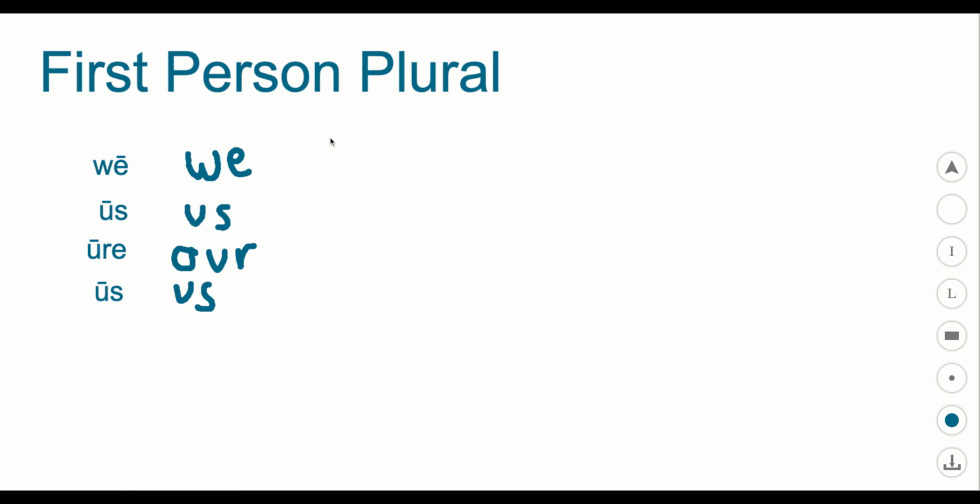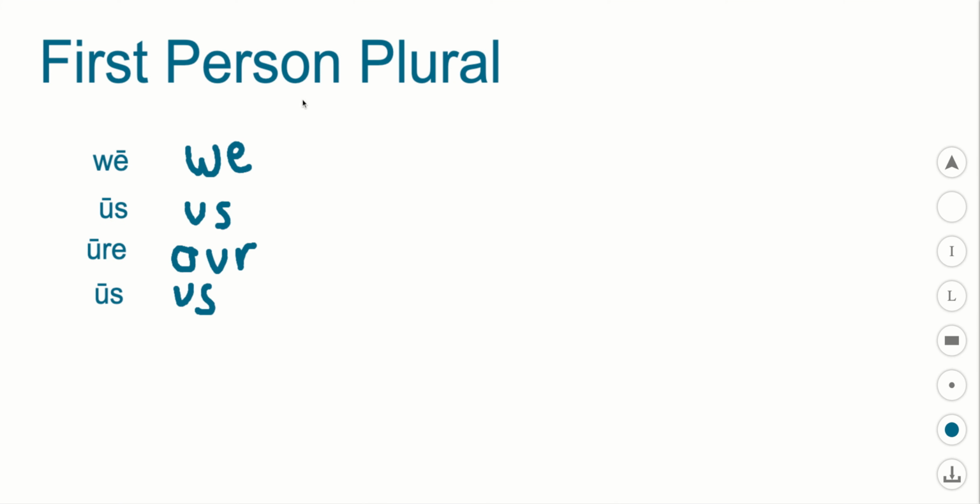Hi, in this video, really quickly, I want to talk about the first person plural in terms of personal pronouns. And we have wē, ūs, ūre, ūs. And remember here, these vowels with the macron on them are pronounced twice as long as these ones without. So this one right here. And the translations we'll have for this are we, us, our, and us.